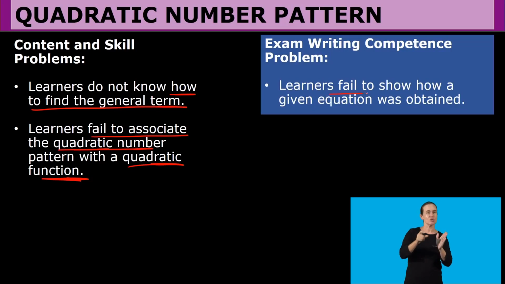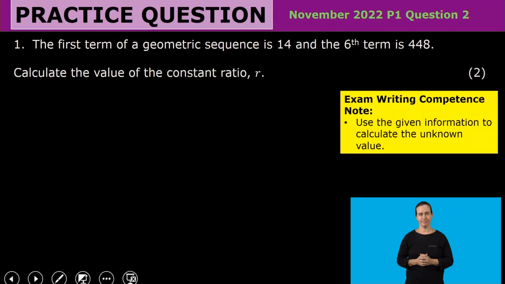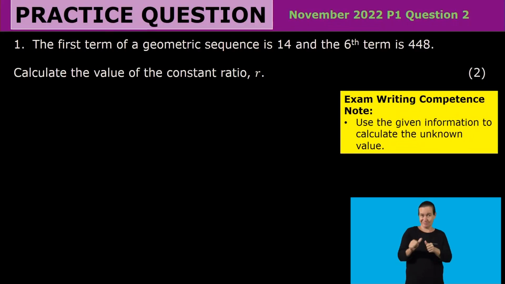So when it comes to the exam, again, learners fail to show how an equation was obtained. So usually this is in a case where the equation is given to us and we need to show how that equation was obtained. Let's get to that first question. It says there, the first term of a geometric sequence is 14 and the sixth term is 448. Calculate the value of the constant ratio.